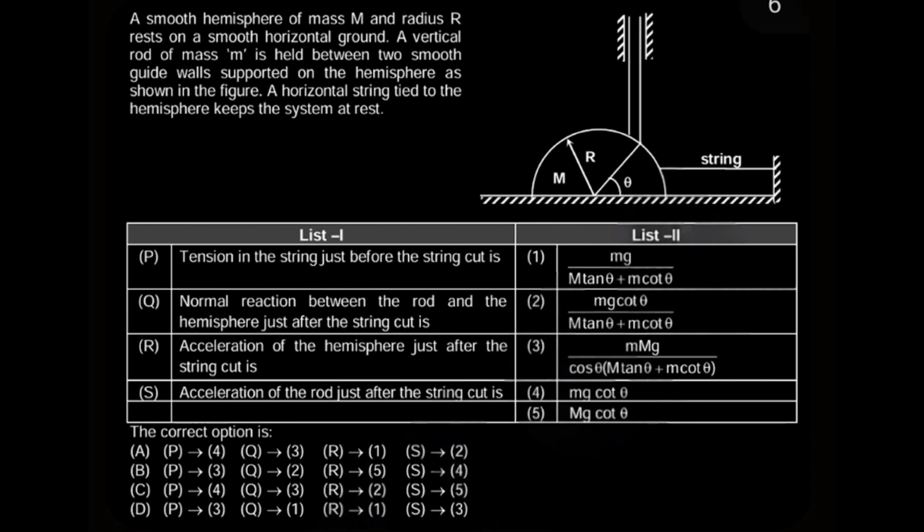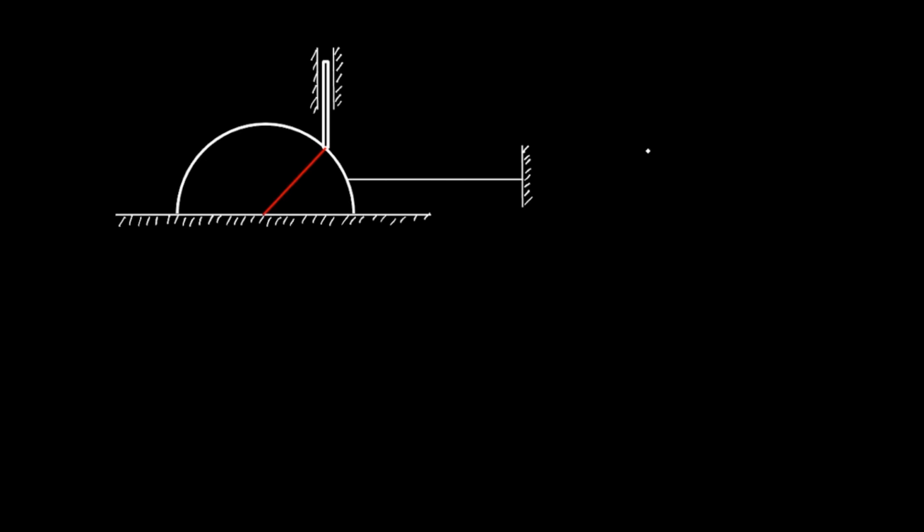This is another good question. Here, there is no friction anywhere. This rod is constrained to move in the vertical direction. This hemispherical surface is bound with a string over here. And the question is saying, if the string is just cut, you have to find the instantaneous acceleration of the hemisphere, the instantaneous acceleration of the rod, and the normal reaction force at this point. Okay, so let us approach this question.